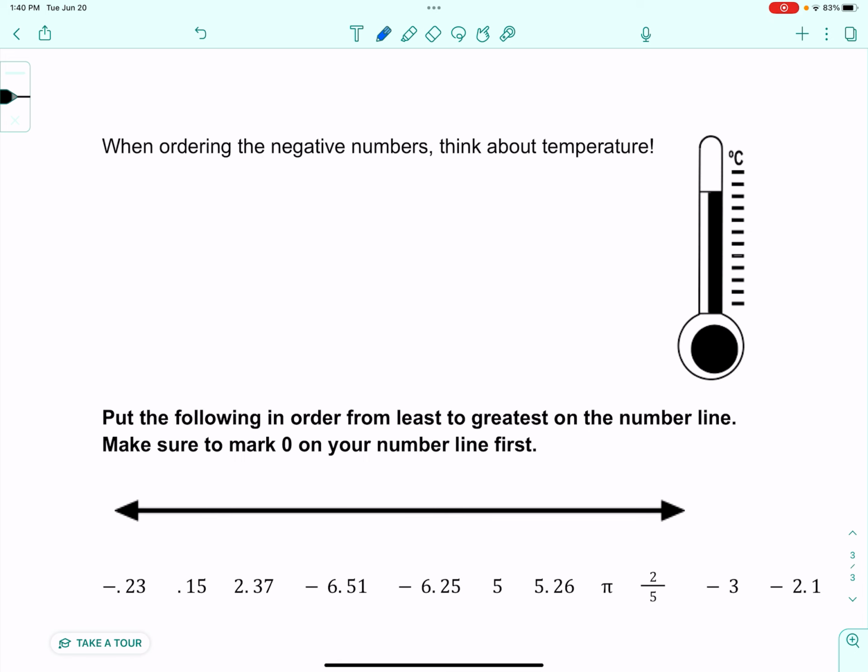Now, when we talk about real numbers, we have to talk about bigger or smaller. And sometimes that can be hard because the negative numbers seem to be backwards. Even though the number gets bigger, so maybe if we want to compare negative 5 and negative 7, when the number itself gets bigger, the temperature or the number itself gets smaller. So sometimes it's easier to think about numbers when we're putting them in order on a thermometer.